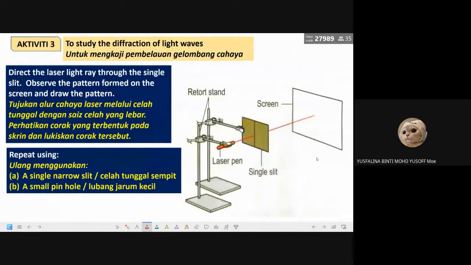And this is to study the diffraction of light wave. Okay. So here what they did, they use a laser pen. The laser pen usually there will be red, green, yellow, blue. Okay. So here it says direct the laser light ray through a single slit. Okay, so it passed through the single slit here. Then you have to observe the pattern formed on the screen and draw the pattern. After that, you have to repeat, okay, using a single narrow slit and a small pinhole.